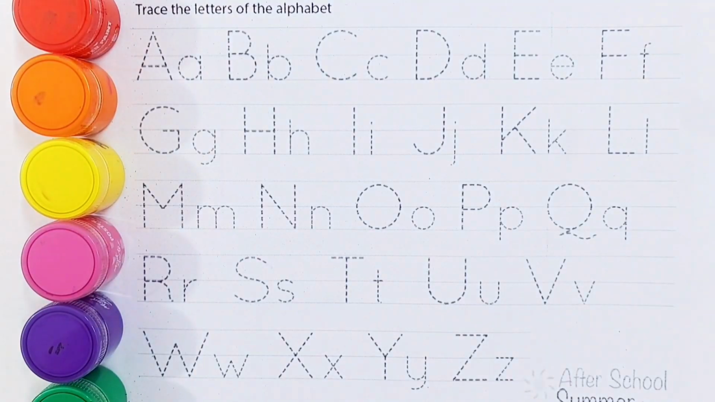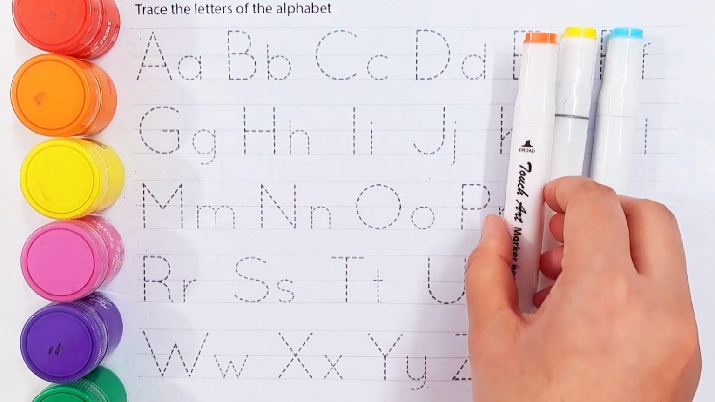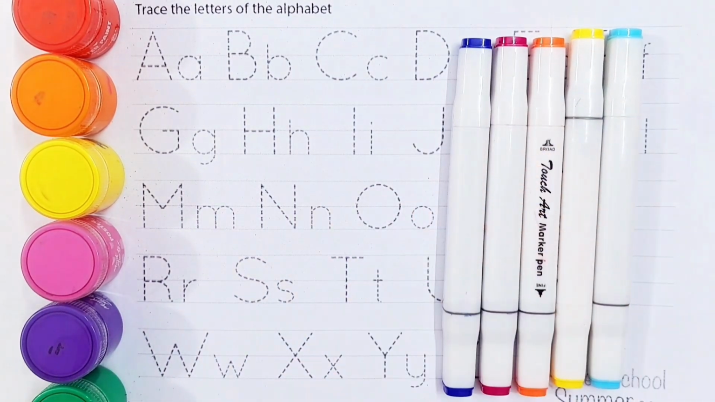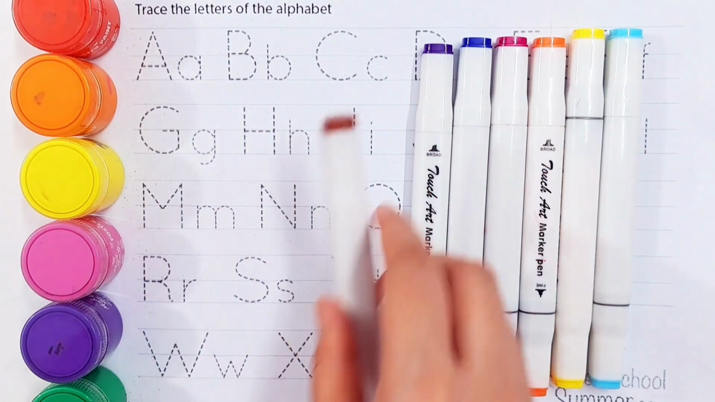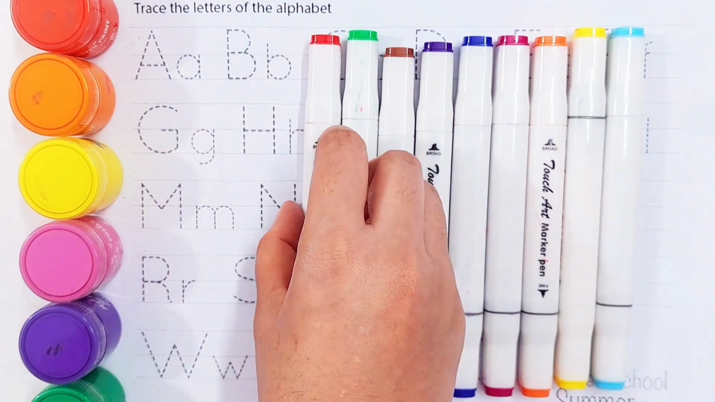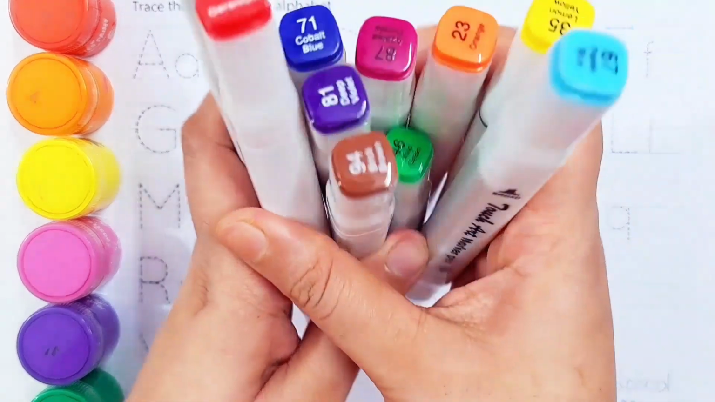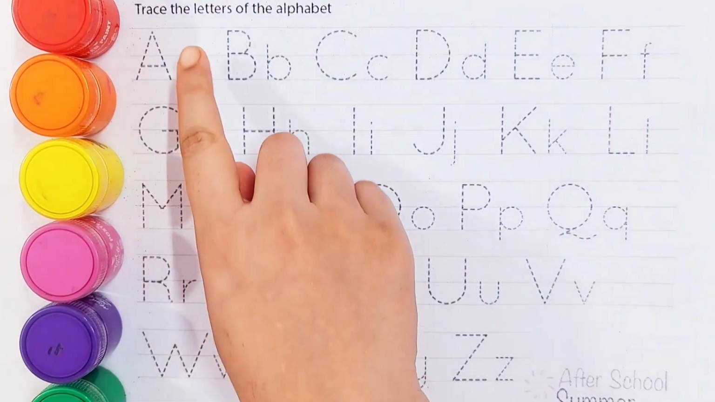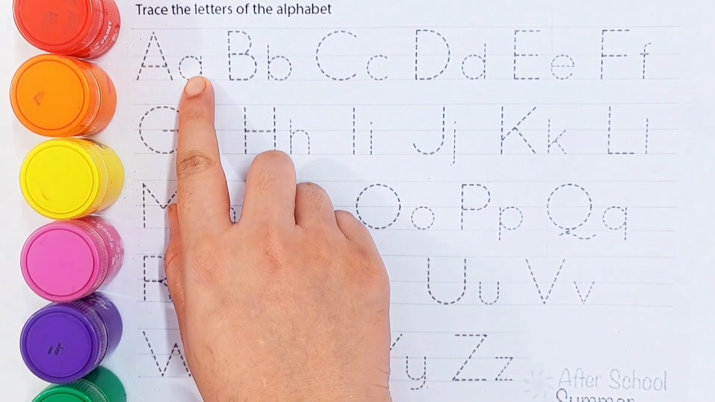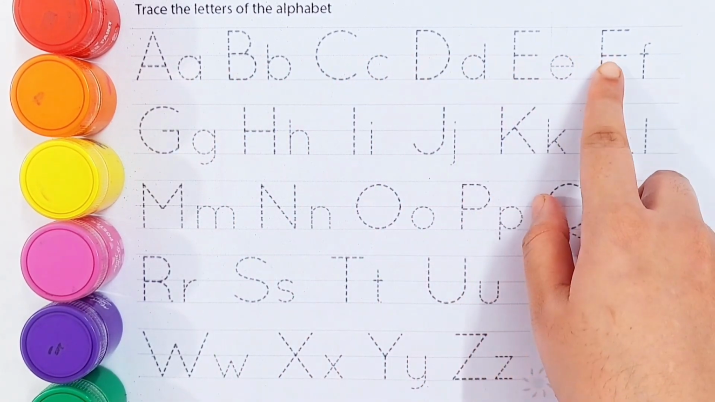Let's learn some colors name. Sky blue color, yellow color, orange color, purple color, dark blue color, violet color, brown color, light green color, red color, dark green color. Today we will try to learn some alphabets. Capital letters, small letters. A, B, C, D, E, F.